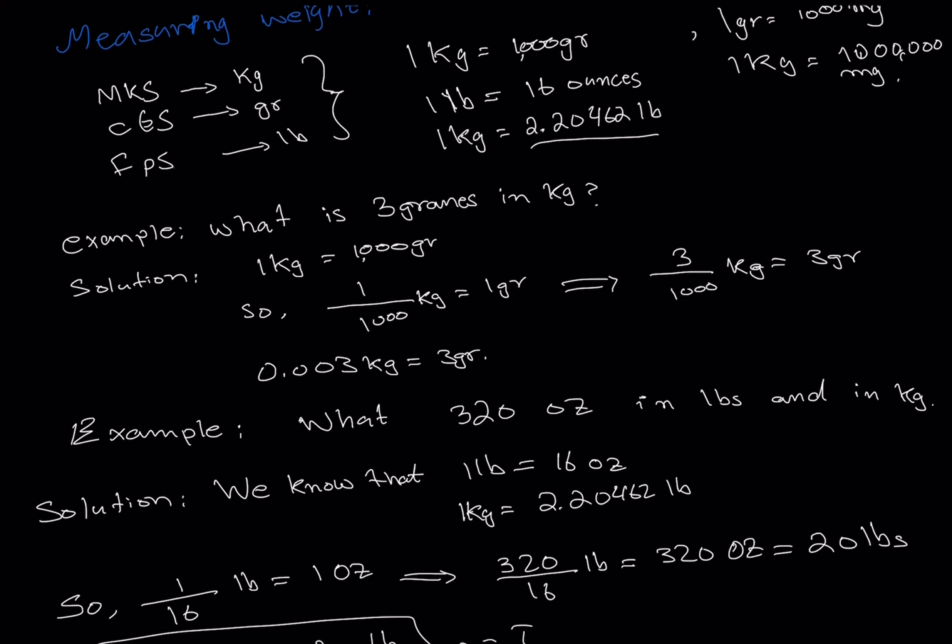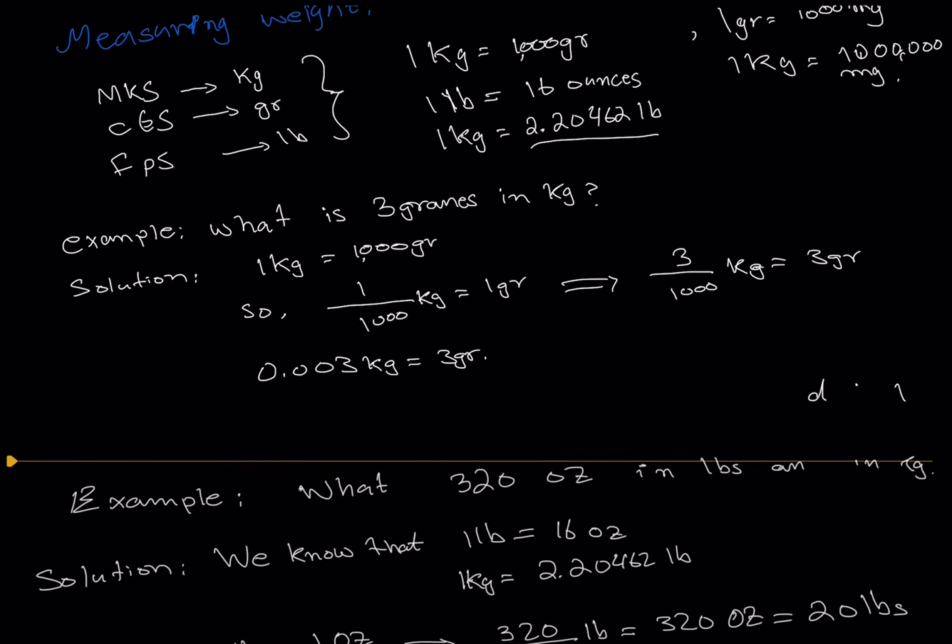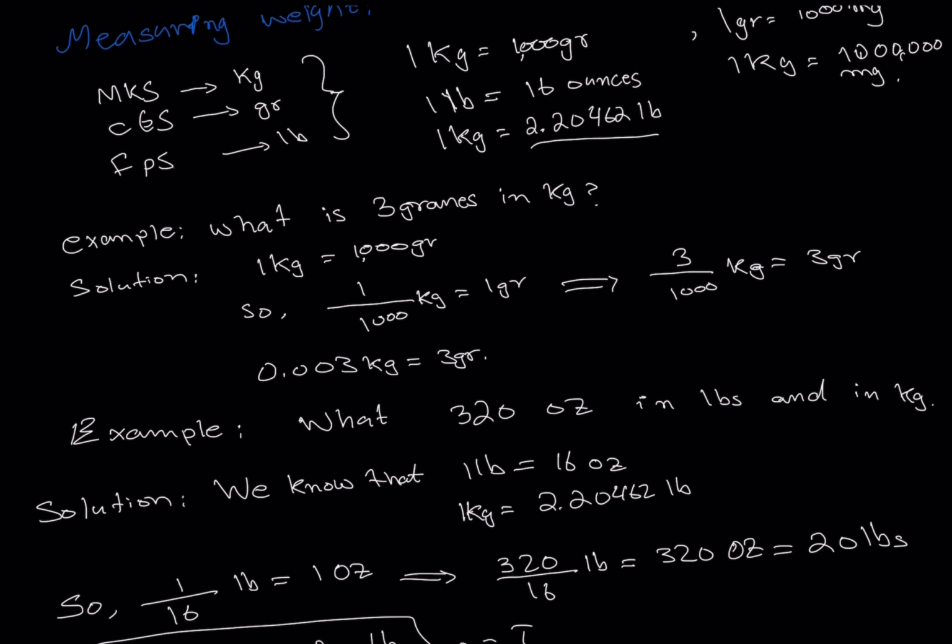Let's do some examples here. What is 3 grams in kilograms? We said 1 kilogram is 1000 grams, so 1 over 1000 kilogram is equal to 1 gram. So 3 over 1000 kilogram will be equal to 3 grams. That will give me 0.003 kilogram is equal to 3 grams. That's how we solve it.